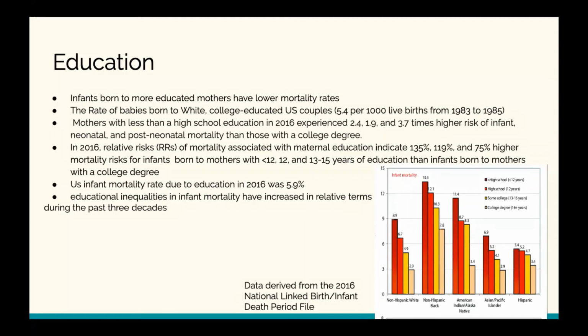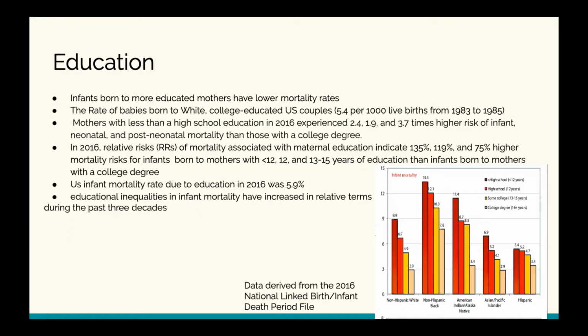Mothers with less than a high school education in 2016 experienced 2.4, 1.9, and 3.7 times higher risk of infant, neonatal, and post-neonatal mortality than those with a college degree. In 2016, relative risks, also known as RRs, of mortality associated with maternal education indicated 135%, 119%, and 75% higher mortality risk for infants born to mothers with less than 12, and 13 to 15 years of education than infants born to mothers with a college degree.